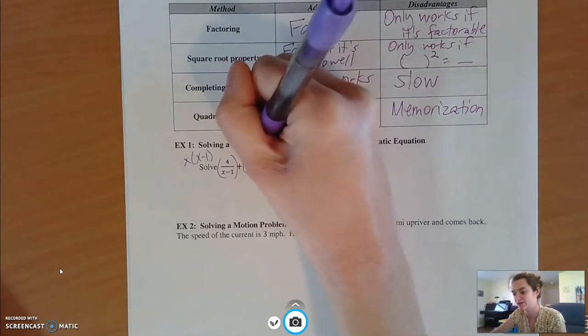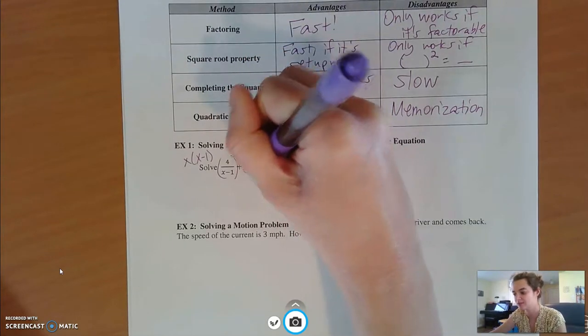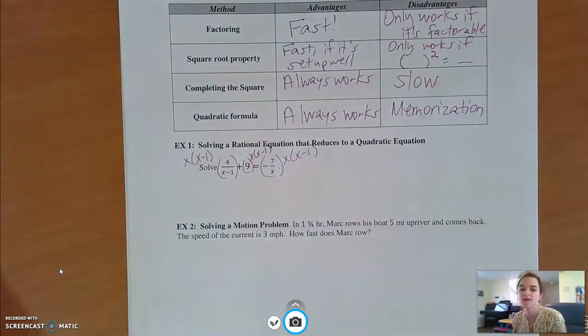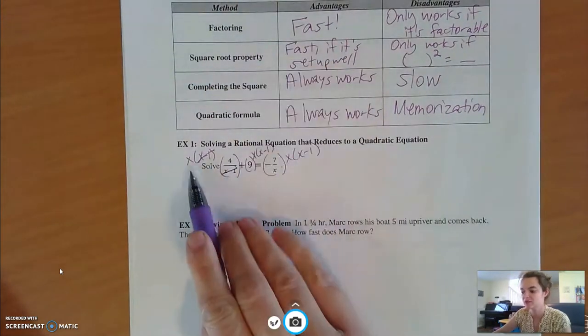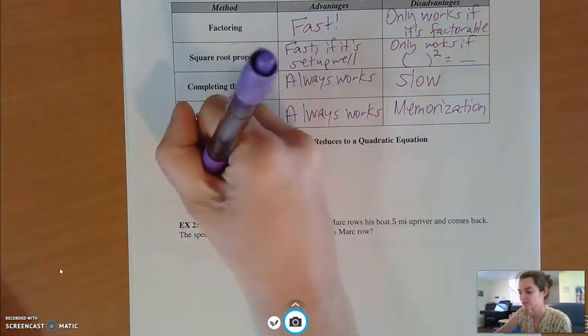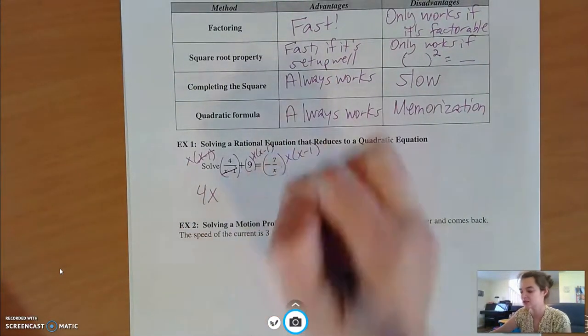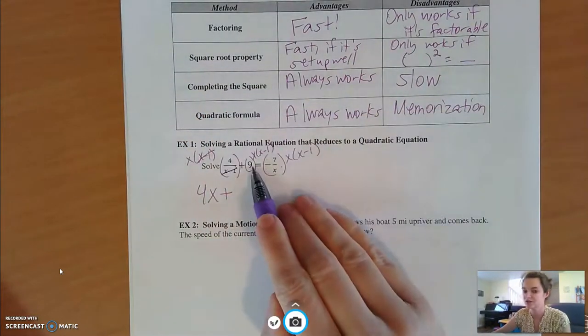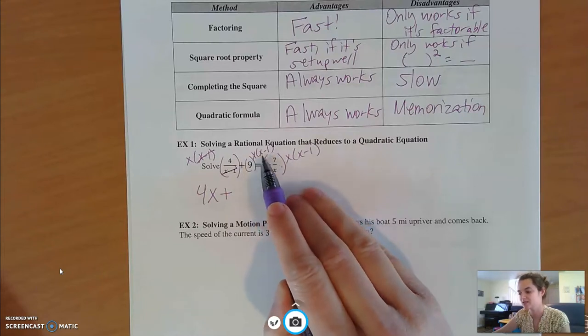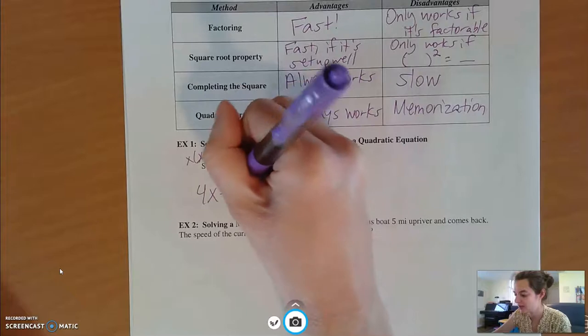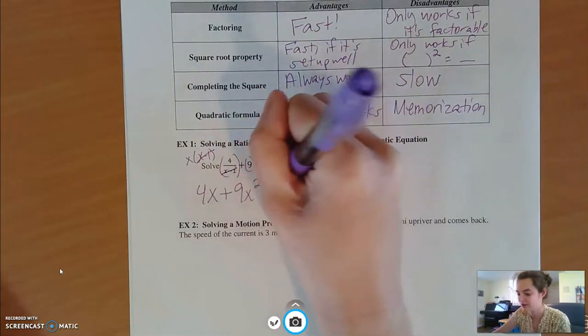I like to write it by every term so I don't forget to multiply something. And then what's going to be nice is when we simplify, it's going to work out really nicely so that we don't have anything in our denominators anymore. In the first term, the x minus 1s are going to divide out. We're just going to be left with x times 4, which is 4x. We'll still have the addition sign in the middle. We do need to multiply the 9 by x and x minus 1. So that would be 9x times x minus 1, which would be 9x squared minus 9x.